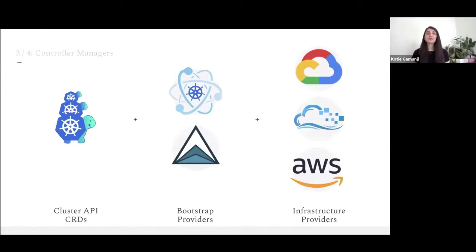And the last set of controllers are going to be the infrastructure providers. And this is the component which actually interacts with the cloud provider API and provisions the resources, such as instances, VPCs, subnets, security groups, and many more. And of course, we're going to have a controller for every single cloud provider.